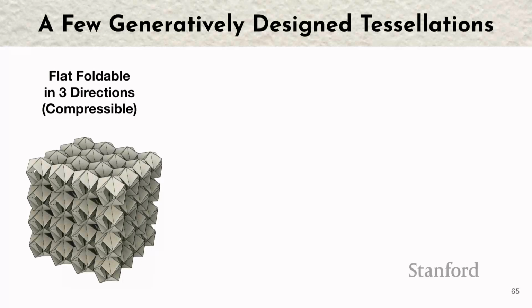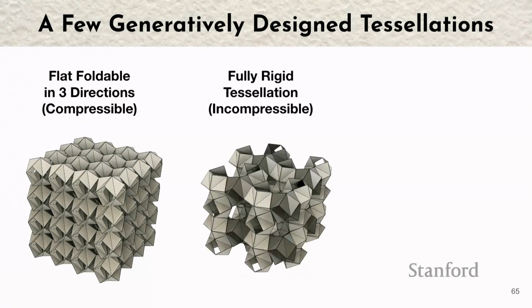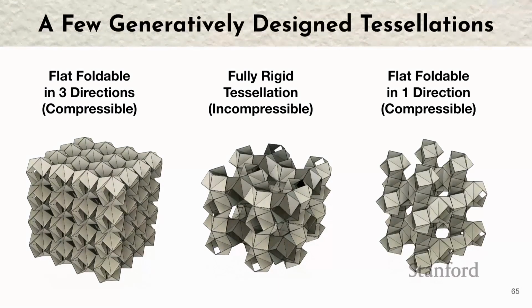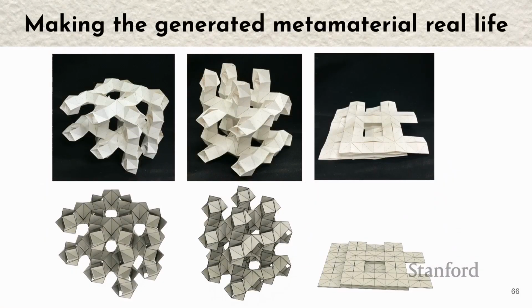but here are just a few different tessellations that have different properties. So this one can compress in all three directions. This one's fully rigid, like if you push on it, it's completely incompressible. And this one has a really weird folding method where it folds in one direction, like this. So it's a structure, but then when it folds flat, it can only go one way. I think it's a very interesting example of how you can create these generative models and then sometimes have a surprising result.